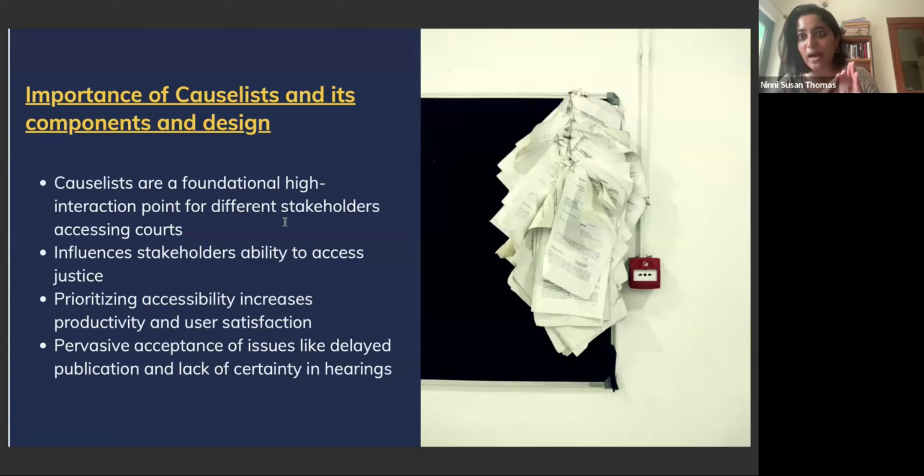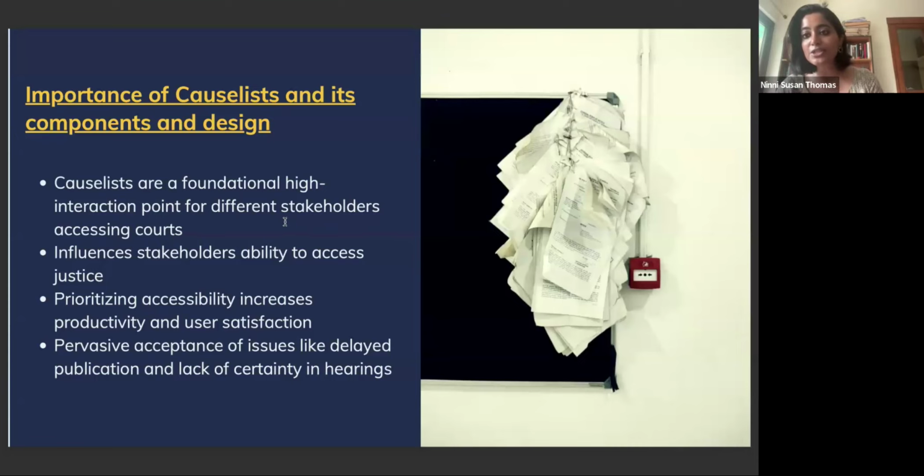And other than the listing issues itself, as I mentioned, there are also various design issues of cause lists, not just how it looks and how easy it is to access, but also in terms of when it is released and things like that.